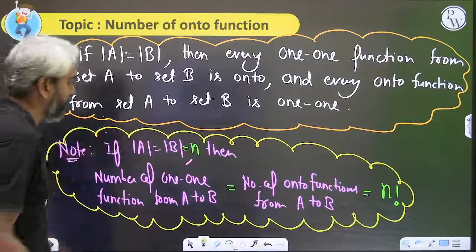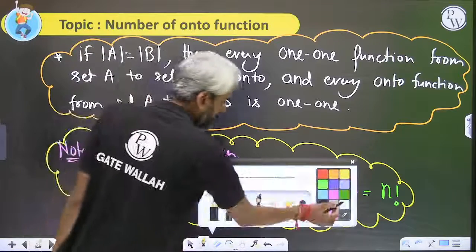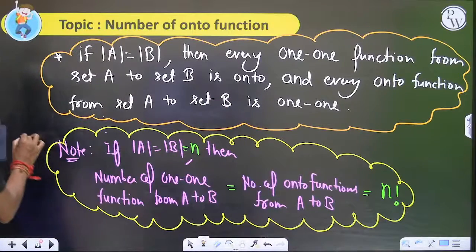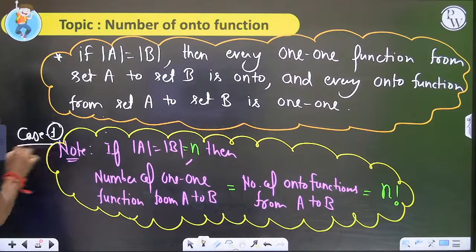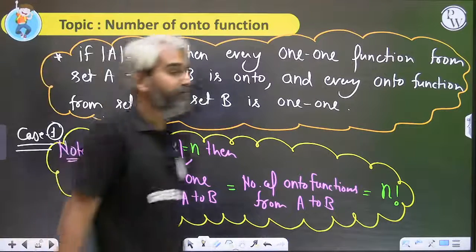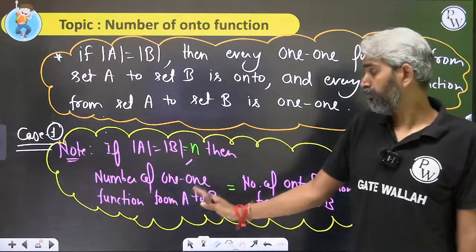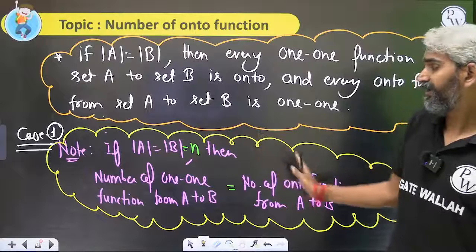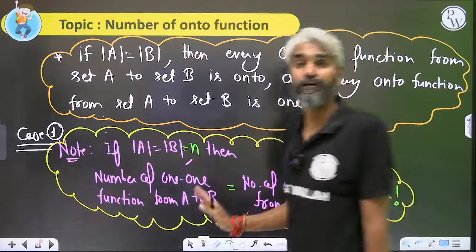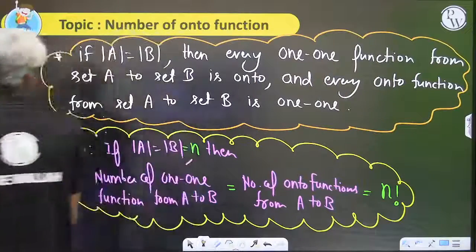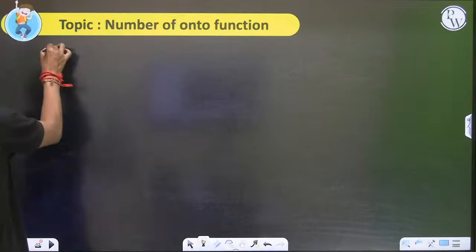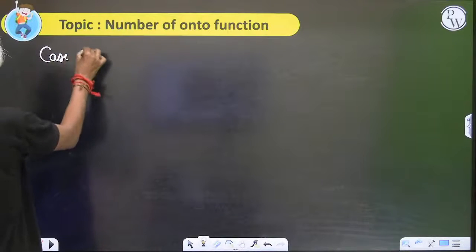There will be 3 different cases, or more precisely 4 different cases. So this is your case 1. When mod A equals mod B equals n, then the number of onto functions possible from set A to set B will be n factorial. Now let's talk about case 2.